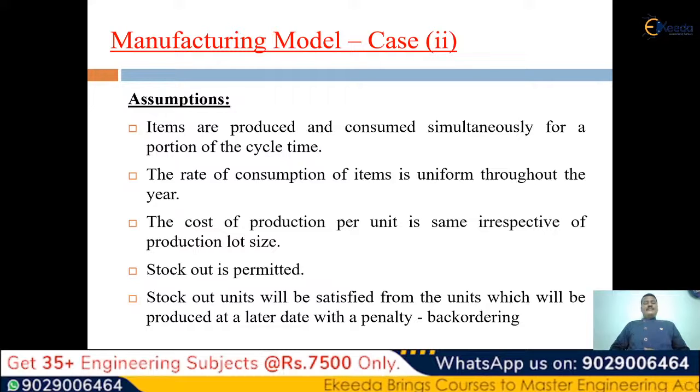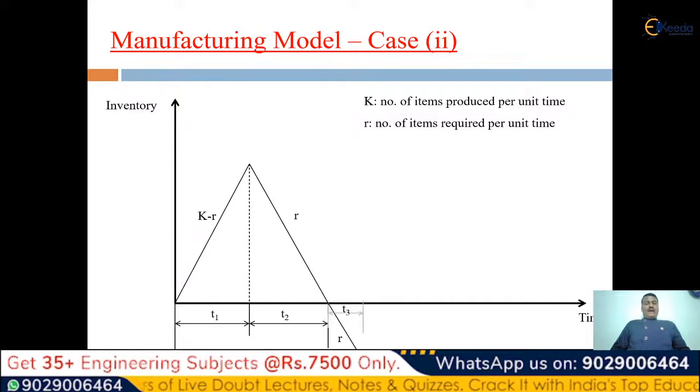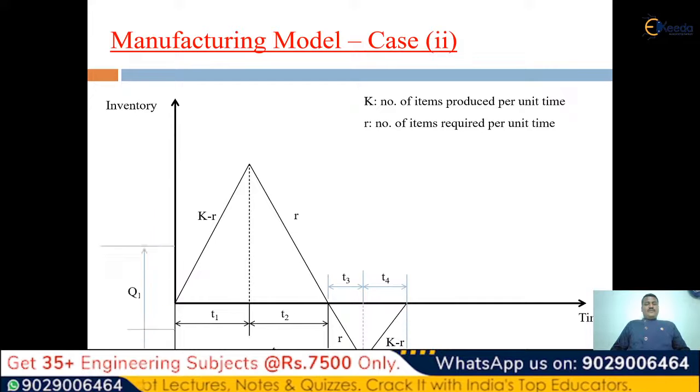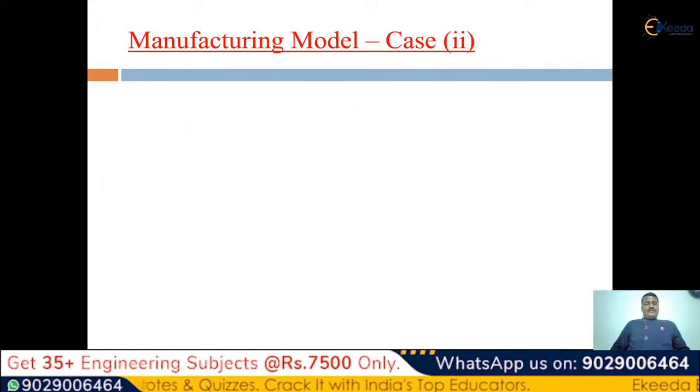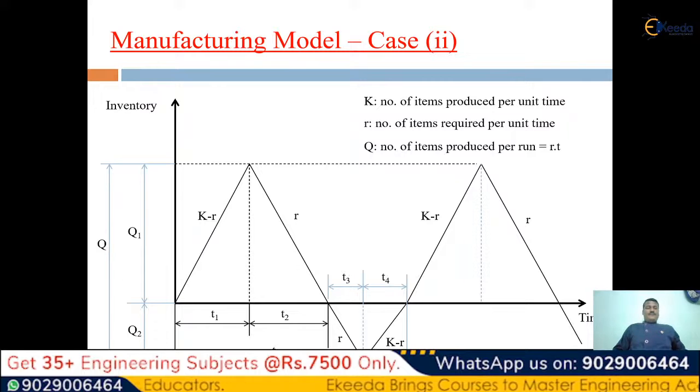Like in the previous cases, once the stock is completed, we need to replenish it immediately. Here in this case, the stock out units are satisfied from units produced at a later date with a penalty back order. That's what we are assuming in this second part, manufacturing model case 2. In the same manner, when we plot a graph between production and consumption, along this axis we can find the number of inventories required over a particular region.